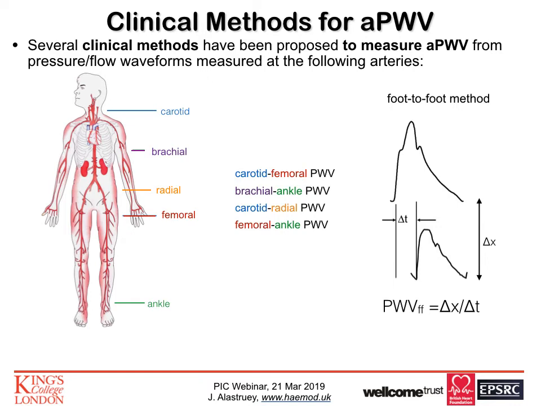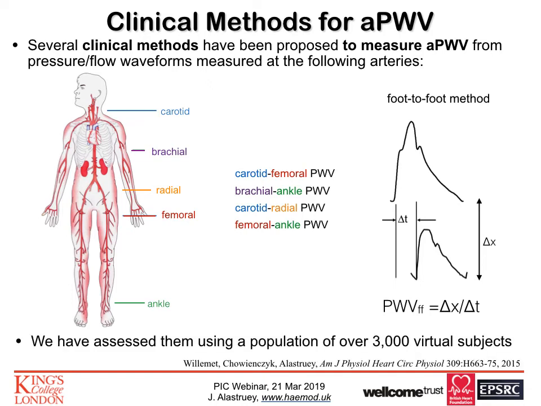The method calculates pulse wave velocity as the ratio of the distance, delta x, between the two measurement sites to the time delay, delta t, for the foot of the pulse wave to travel from one measurement site to the other. Distances are typically measured from surface markings, and time delays by identifying the feet of the two waves using pulse wave analysis.